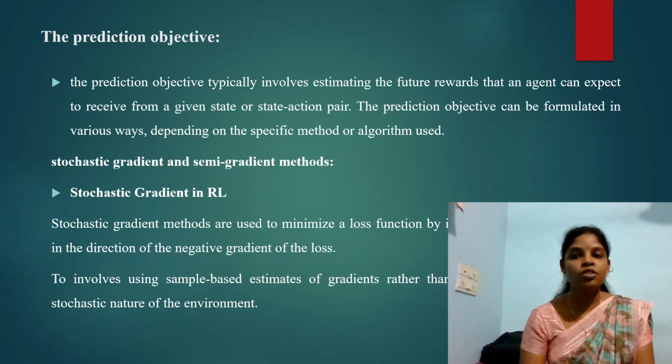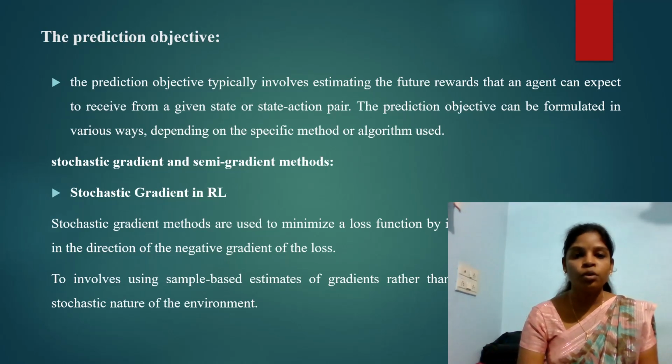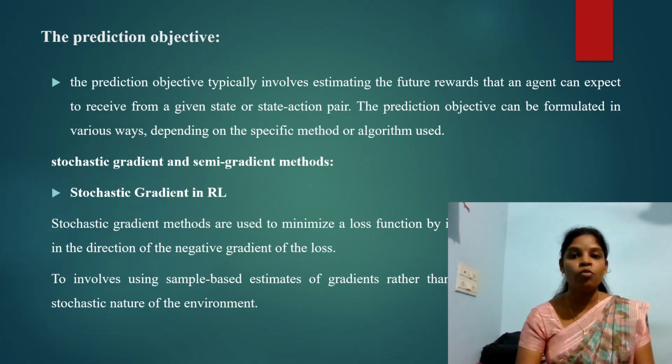The objectives can be formulated in various ways, depending on the specific methods and algorithms used. For the prediction objective, the algorithms use two methods. One is stochastic gradient and the other is the semi-gradient method. Stochastic gradient is used in reinforcement learning. These methods target the future rewards the agent expects, to predict a particular state and action path.